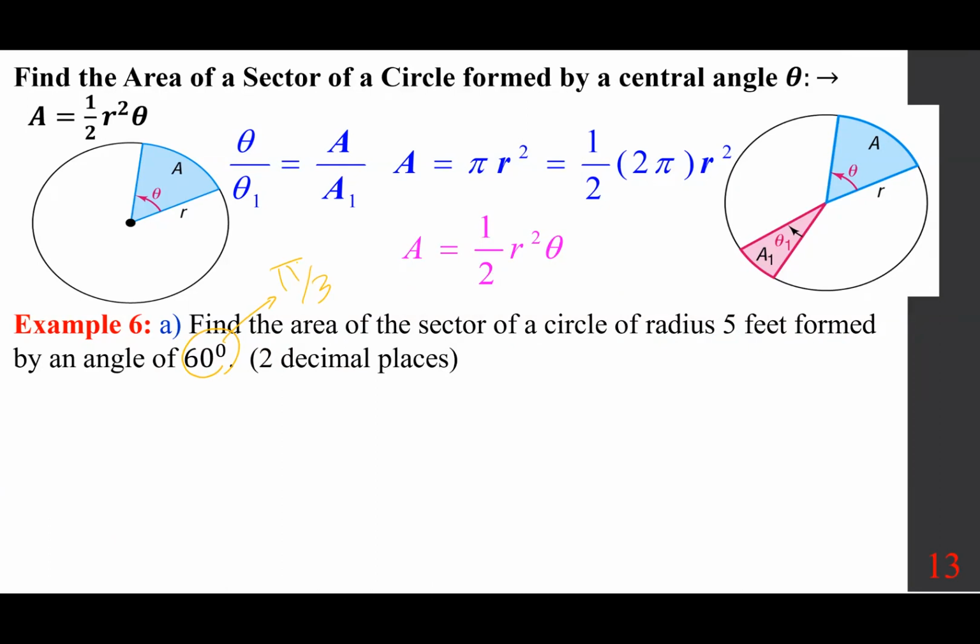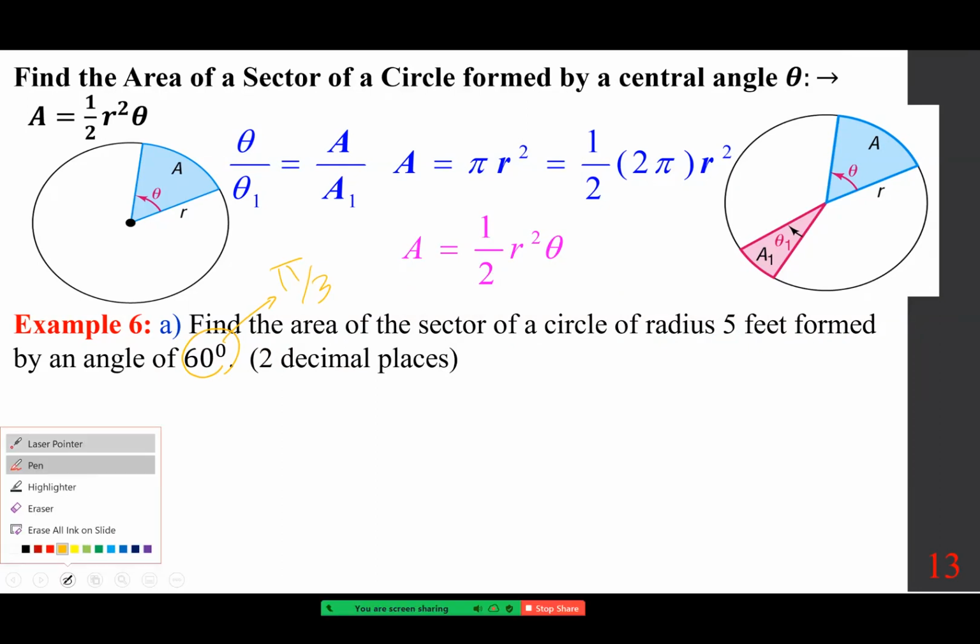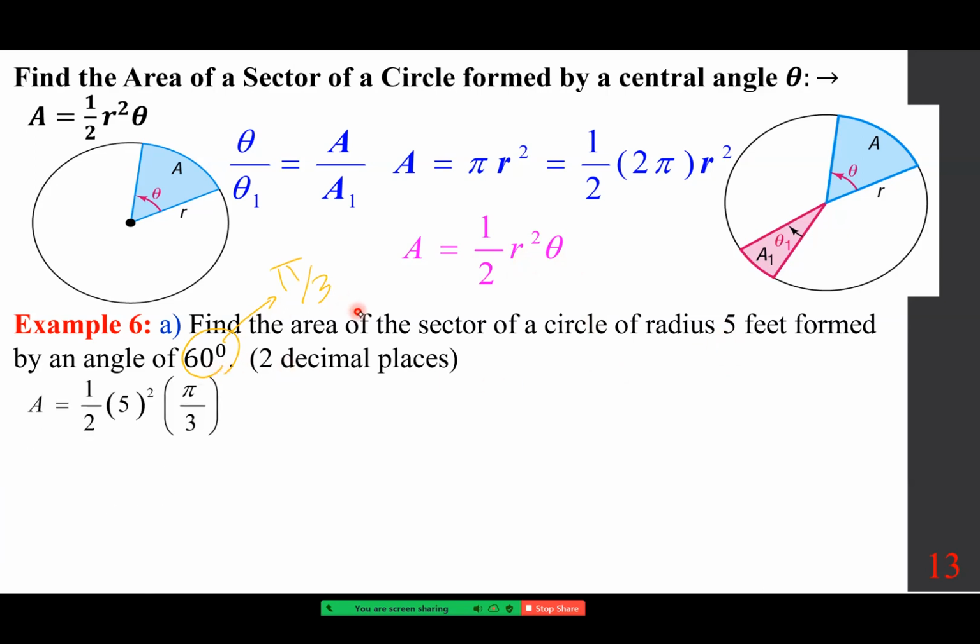So we are going to use the formula 1/2 r squared theta, where r is 5 and theta is pi over 3. Now use a calculator. This is the exact answer, and roughly this much. And what are the units? Take a look at the units for the radius. You use the same units.